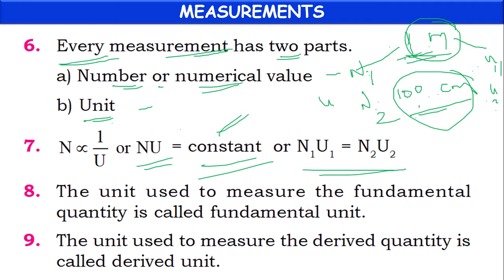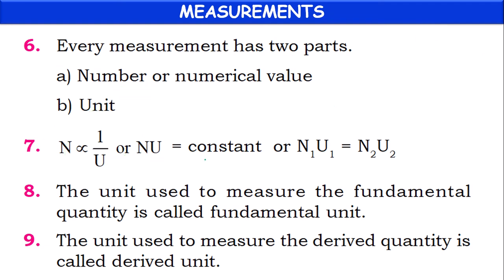If you observe here, the numerical part is increasing, but the unit part is decreasing, because centimeter is less than meter. So the numerical part and the unit part are inversely proportional to each other. If there is more numerical part, unit will be less, or if there is less numerical part, unit value will be more. The units used to measure fundamental quantities are called fundamental units. The units of derived quantities are called derived units.